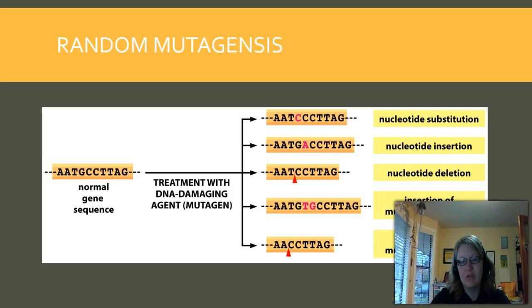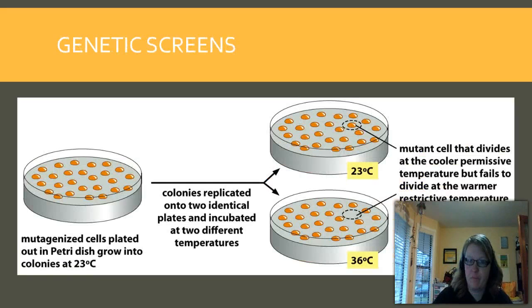It's a really useful technique when we're just looking for a random change to see how this changes things. It's really a shotgun approach to looking for a mutation.